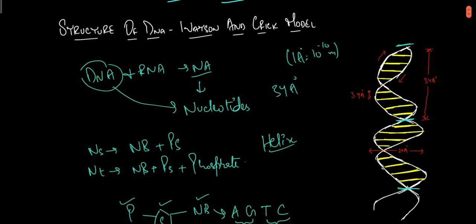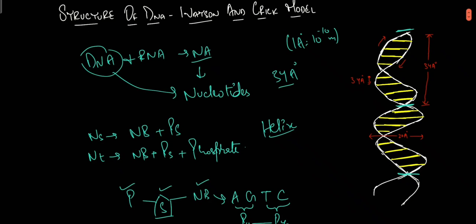So the length of one helix is 34 angstrom, and in this one helix there are 10 base pairs present. So if we ask the distance between 2 base pairs, how much will it be? 34 divided by 10, which is 3.4 angstrom. So the distance between 2 base pairs in a double helical DNA is 3.4 angstrom.